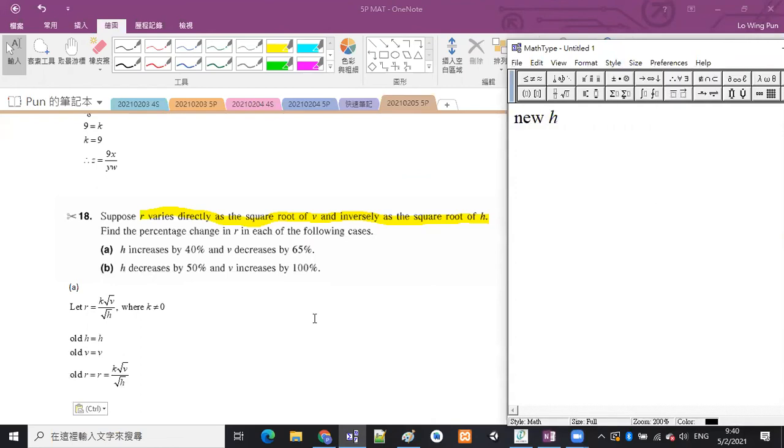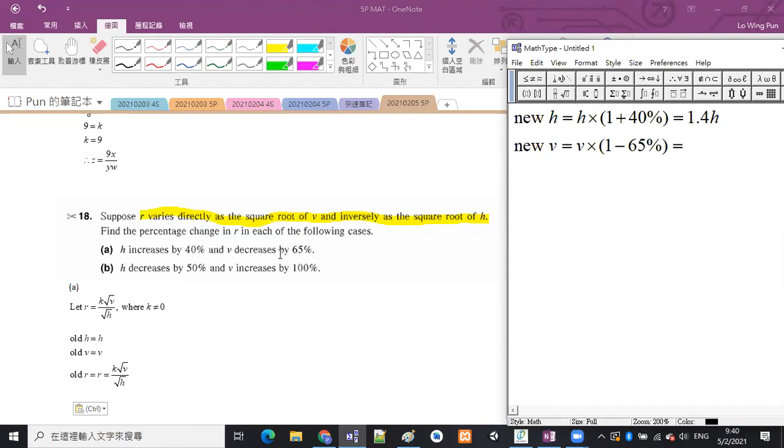New H. Because H is increased by 40%. So new H is equal to H times its increase. So it should be 1 plus 40%. Okay, so that should be 1.4 H. And then the new V is equal to V times, this time it is decreased. The V is decreased by 65%. So it should be 1 minus 65%.